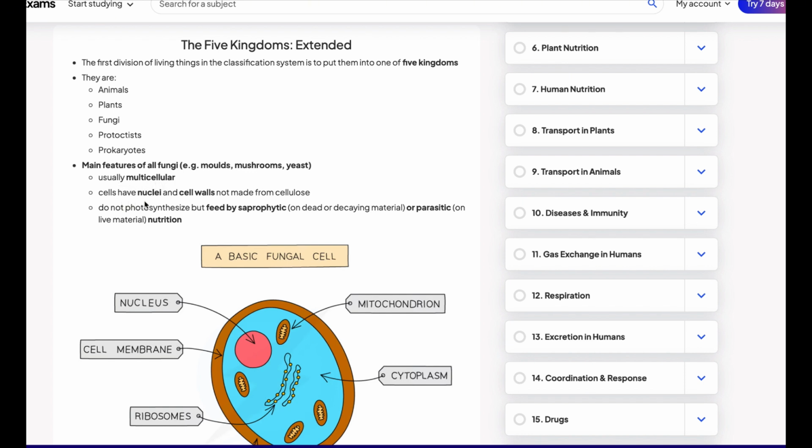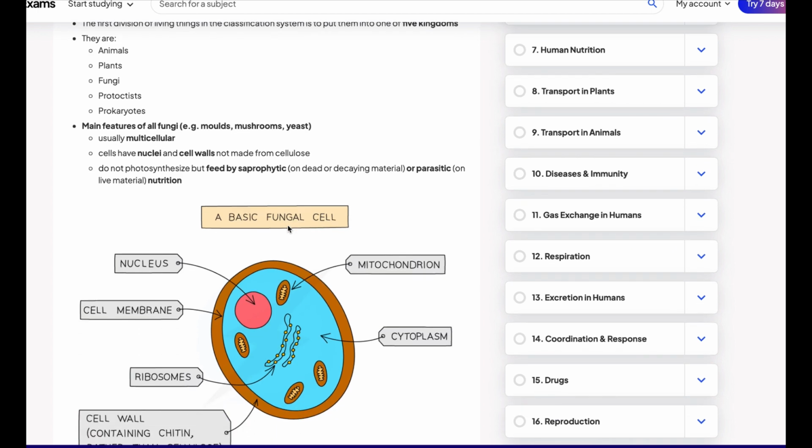Now they have cell nuclei and they have cell walls not made from cellulose. Then they do not photosynthesize, meaning they don't make their own food, but they feed saprophytically on the dead organisms or dead materials. So they are parasitic in a way. That's their mode of feeding.